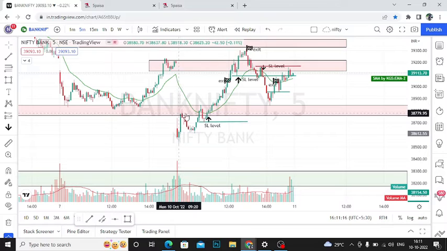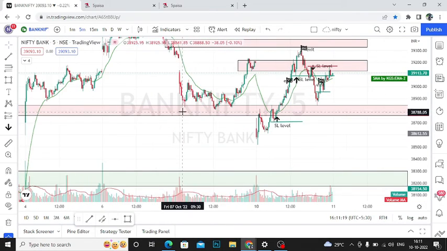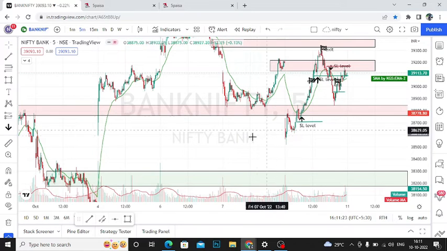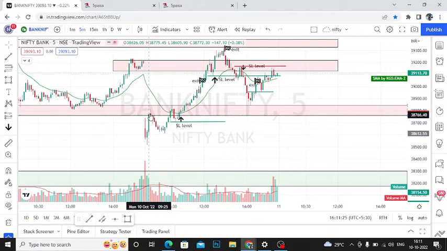This resistance area had earlier been a support area. After the pullback it formed a negative candle, and then the market started to fall from this area again. But I did not enter any short trade even though it was below my 20 EMA also.